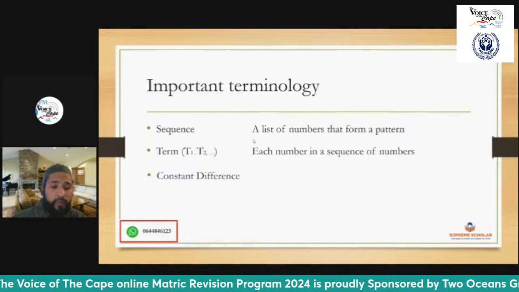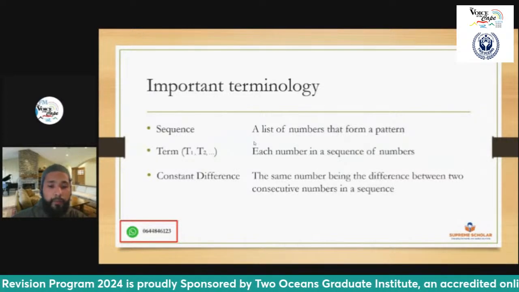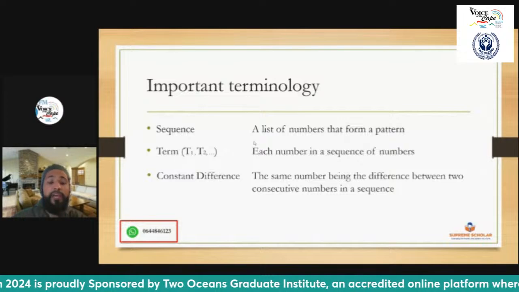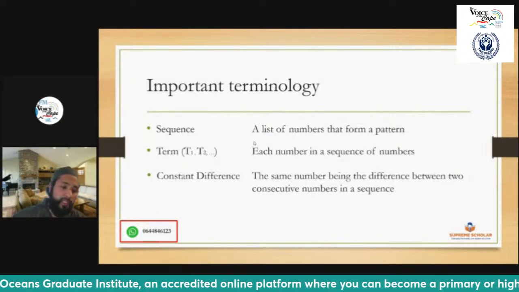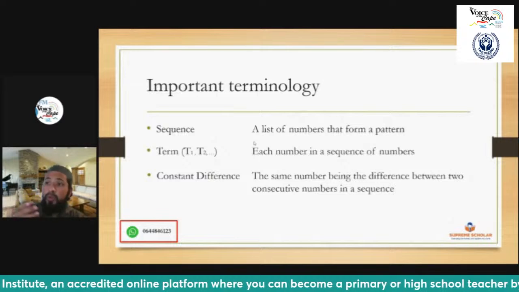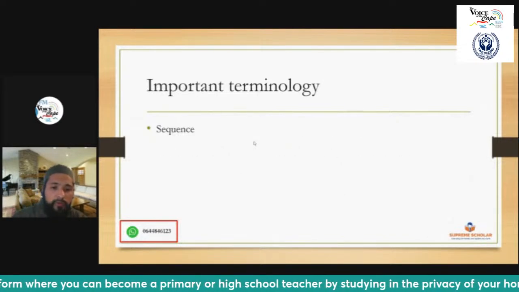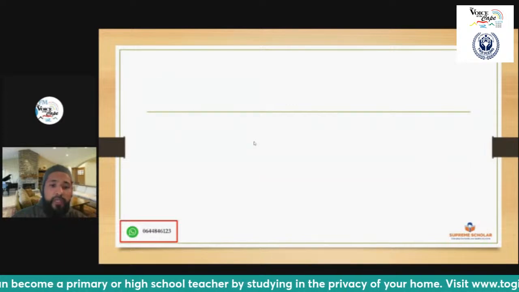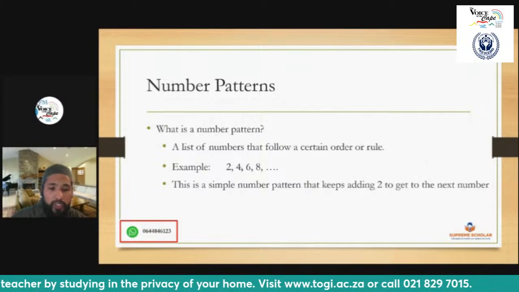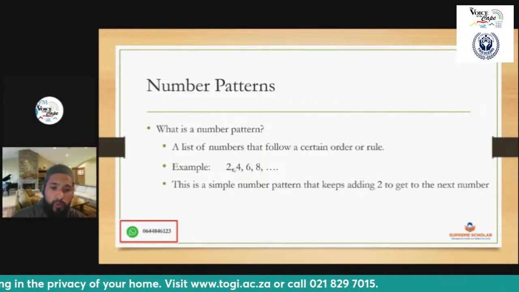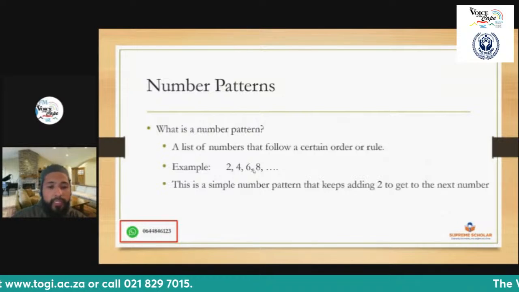Constant difference is something we use as well. Constant difference means the same number being the difference between 2 consecutive numbers in a sequence. Let me explain this a little more simply. If you look at the previous example, the difference between 4 and 2 is 2, the difference between 6 and 4 is 2, and the difference between 8 and 6 is 2, right?